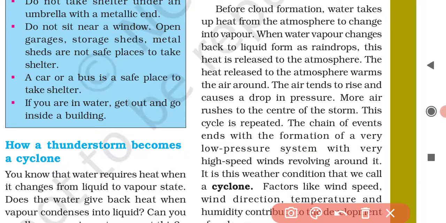Okay, so the air tends to rise, causes a drop in pressure, so more air rushes to the center of the storm, and this cycle is repeated. Okay, so the chain of events ends with the formation of a very low pressure system with very high speed winds revolving around it.